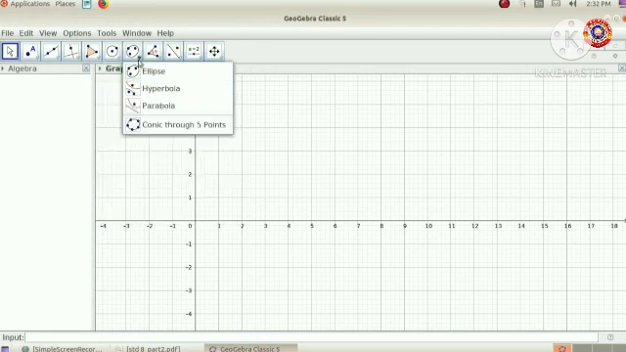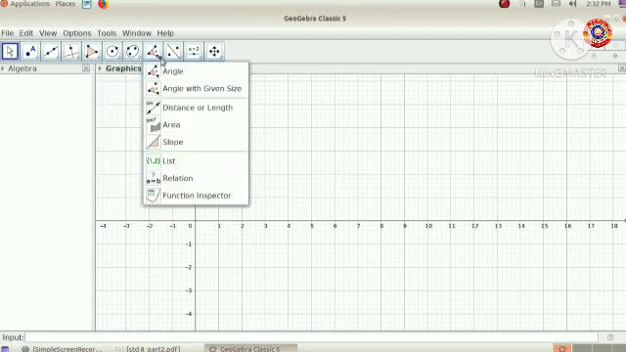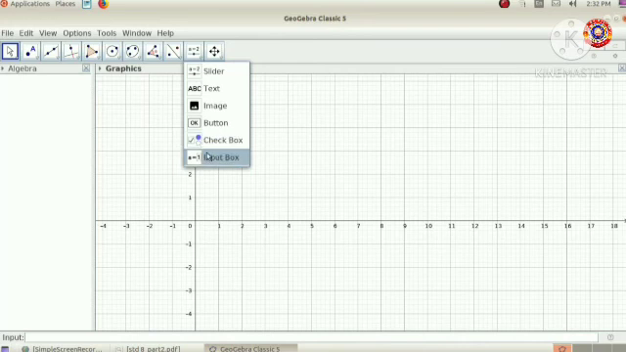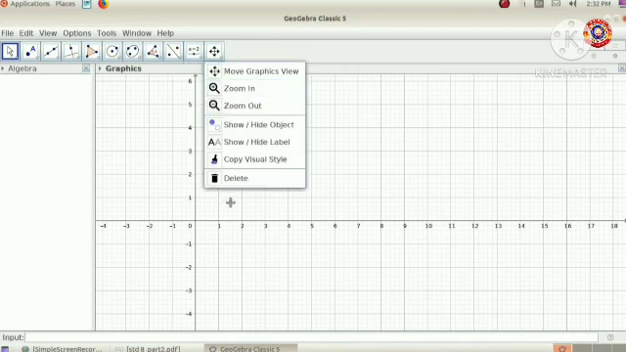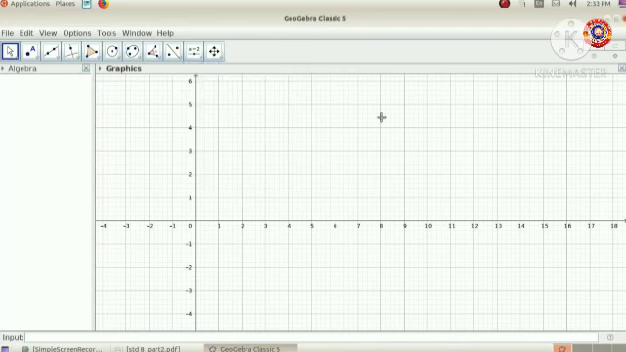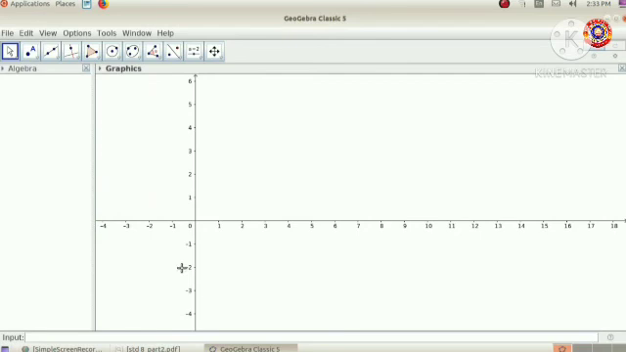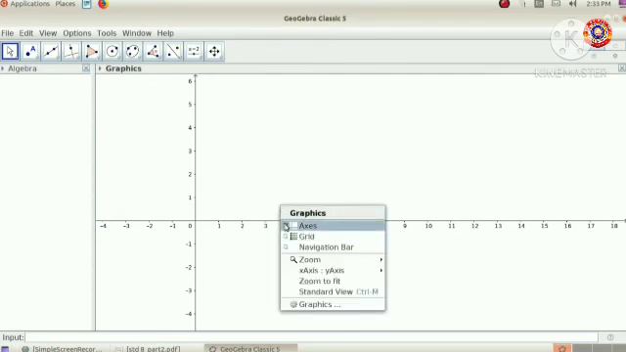Sixth group is related with circles. Seventh group ellipse. Eighth group angle and its measurement. Ninth group reflect angles. And the 10th group slider. And the last group contains various options. See, in order to remove the grid and the axis, we have studied it earlier also. Just right click and remove the tick mark from axis and grid.